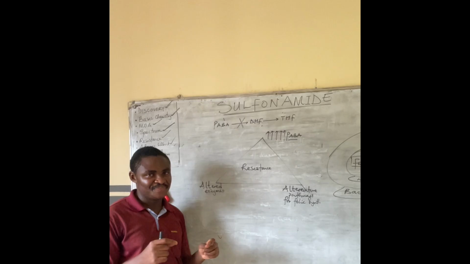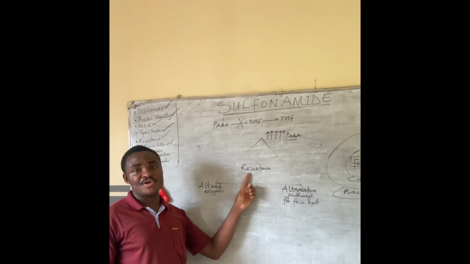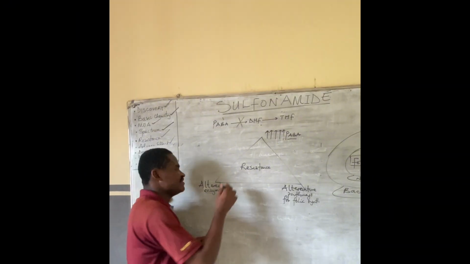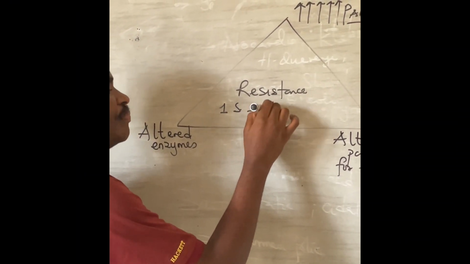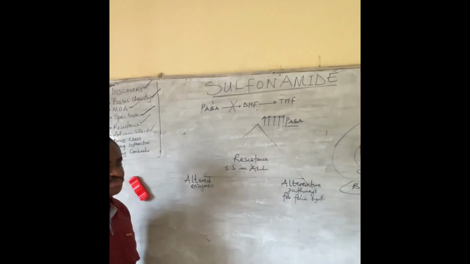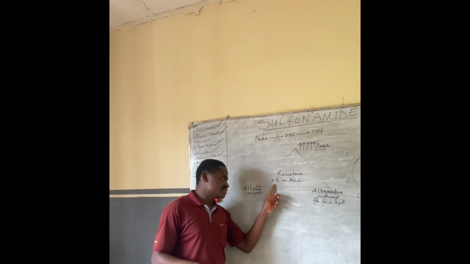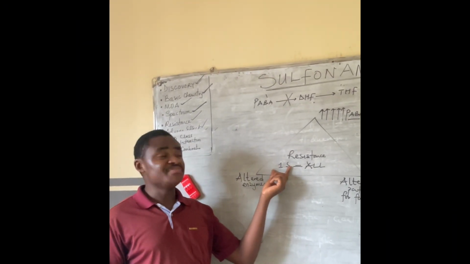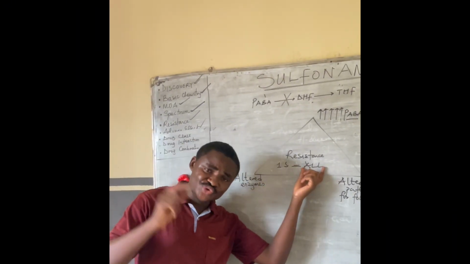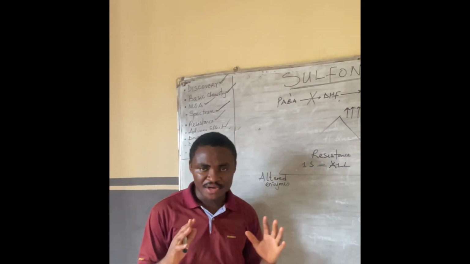As a rule of thumb, resistance to one means resistance to all. Never forget that when we have resistance to one sulfonamide, it means resistance to all. Please remember, it could be a trick in an MCQ, an objective question. Resistance to one sulfonamide means any other sulfonamide that you use on that same individual, such a person will also show you resistance.